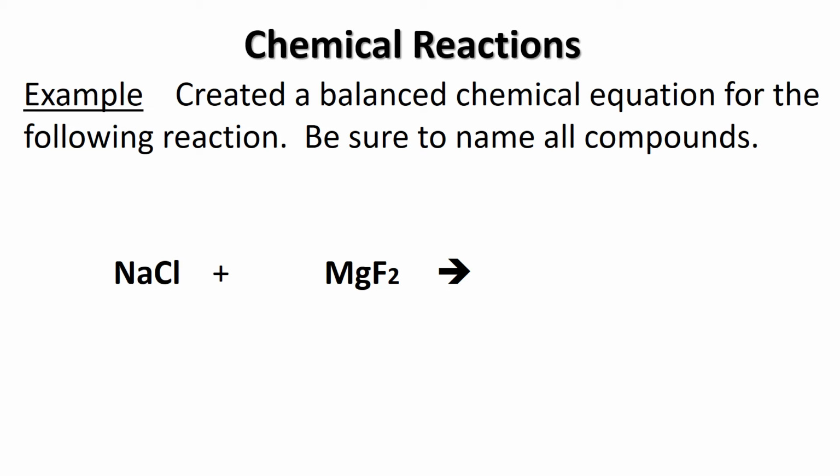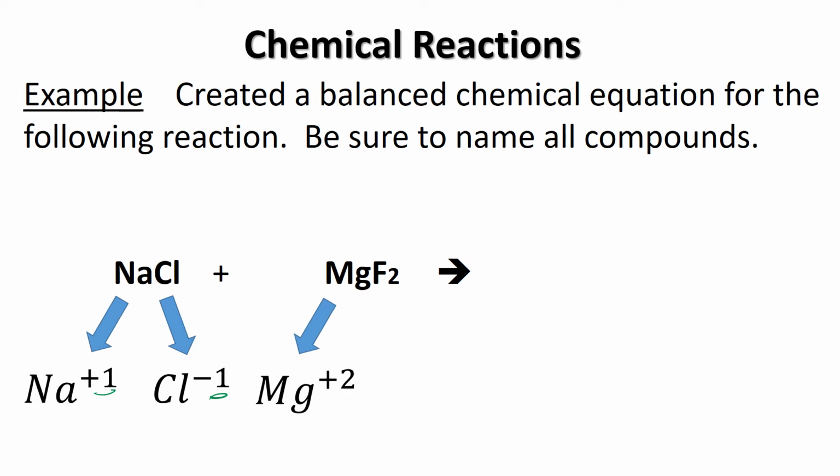Now I actually want to do something first though. I think I want to dissect these compounds a little bit. So our first compound is made up of a sodium that's +1 and a chlorine that is -1. And remember, these charges, you can look them up simply on the periodic table. Our second compound is made of magnesium that's +2 and fluorine that is -1.